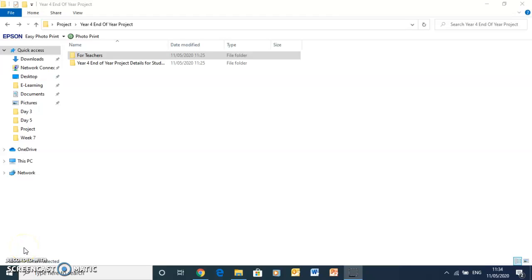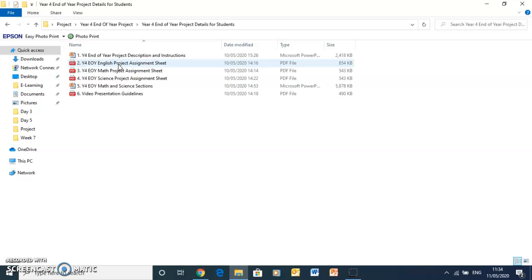Welcome to Year 4 End of Year Project. This is a tutorial that will guide you through the Math and English sections of your project. As you can see, when you first access the folder, you will find 6 files numbered from 1 to 6.